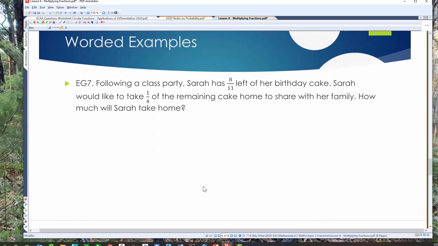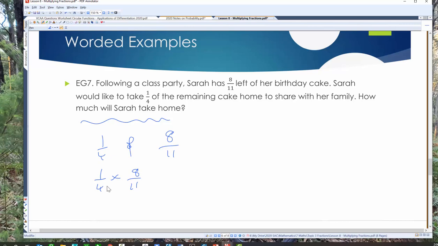Following a class party, Sarah has 8/11ths left of her birthday cake. Sarah would like to take a quarter of the remaining cake home to share with her family. How much will she take home? Well, she's going to take a quarter of 8/11ths. And that's a quarter times 8 on 11.